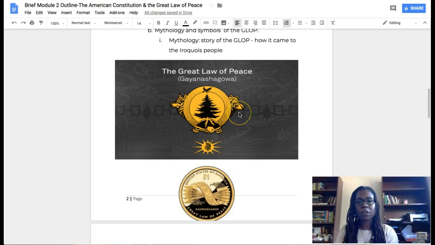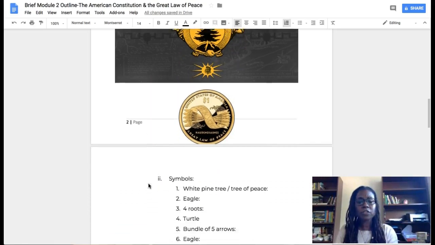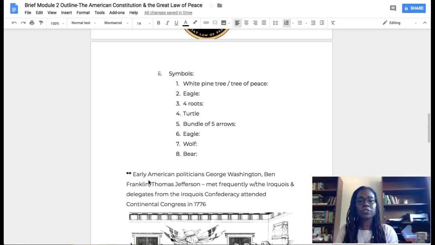And then here on the opposite side, you have the bear, which represents strength and also represents sovereignty. So the idea is that all of the nations coming together under the great law would do so in order to protect all of their strength, but also in order to protect their sovereignty, or their ability to govern themselves. So these are some key symbols that you should be familiar with in your understanding of the great law.